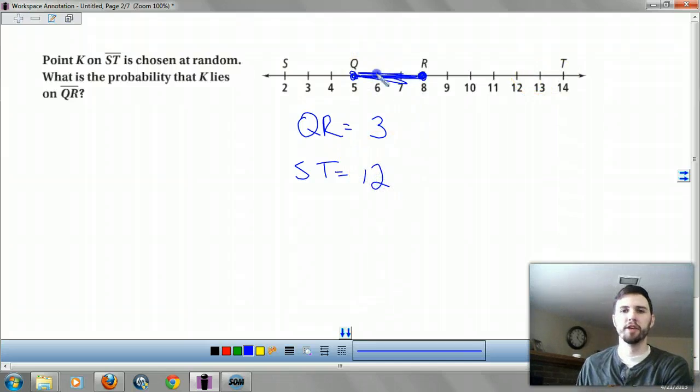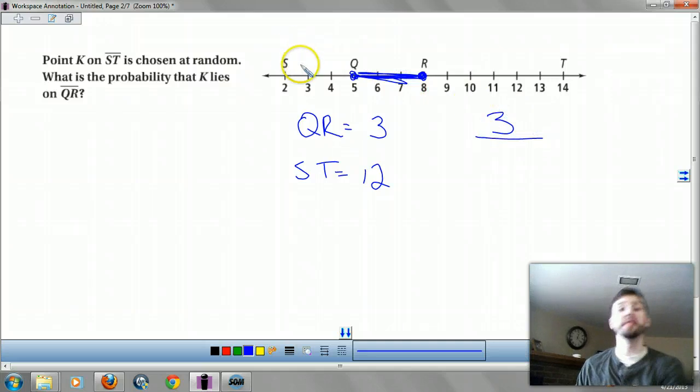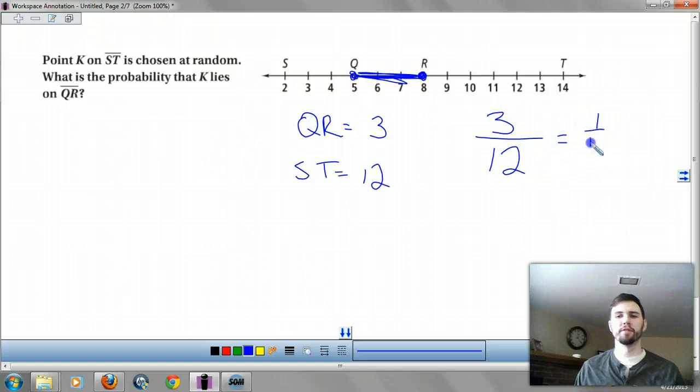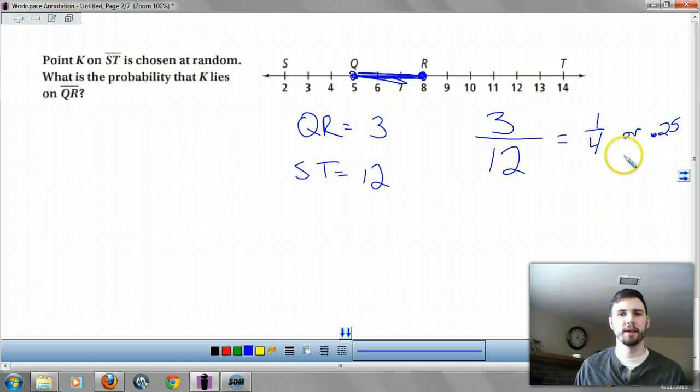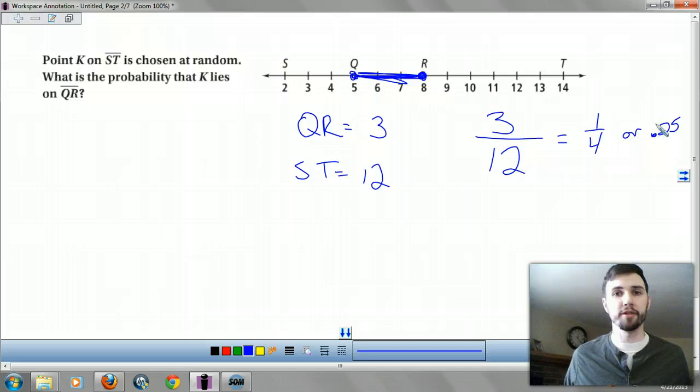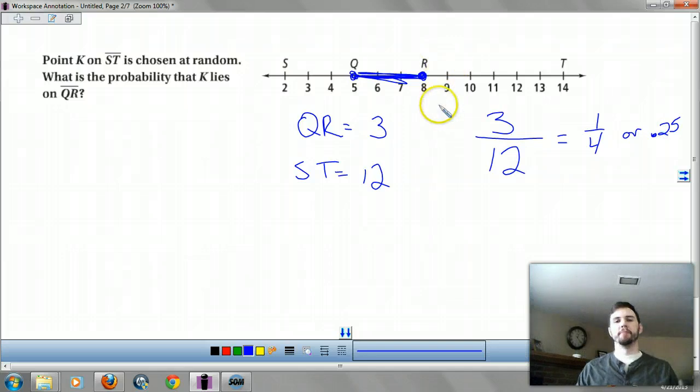So I'm looking for QR. That's what I'm looking for. But it could land anywhere from 2 to 14. So I have 12 possibilities for it to land. Okay, and 3/12 is 1/4, or 0.25, 25% chance. Okay, that's all there is to it, guys. Nothing tricky.